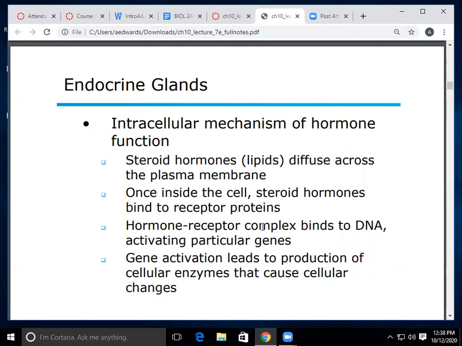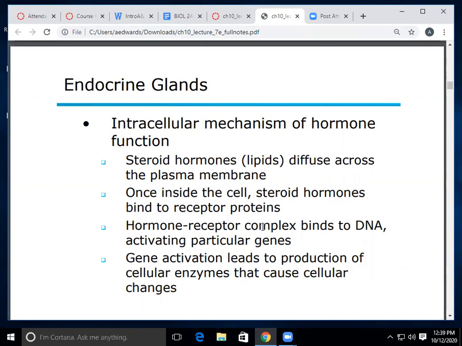Now, what happens inside the cell? That was more with the peptide hormones, where you get the second messenger system. With the steroid hormones, which are made up of lipids, they function completely inside the cell. And they're going to diffuse across the plasma membrane. When they get in the cell, they're going to bind to receptor proteins inside the cell.